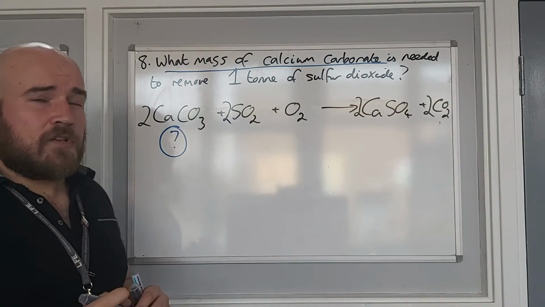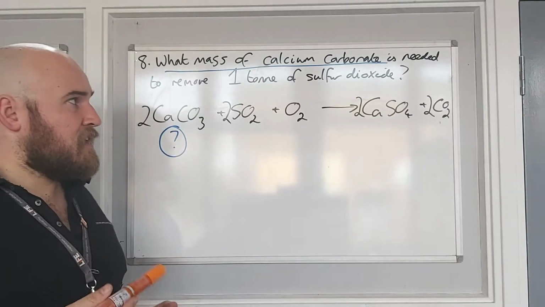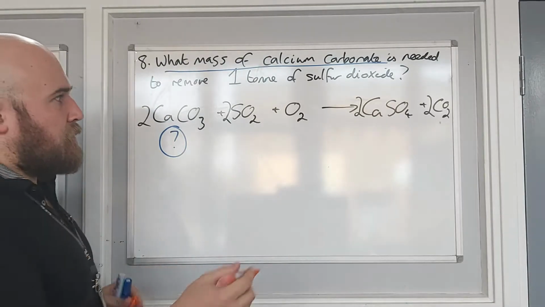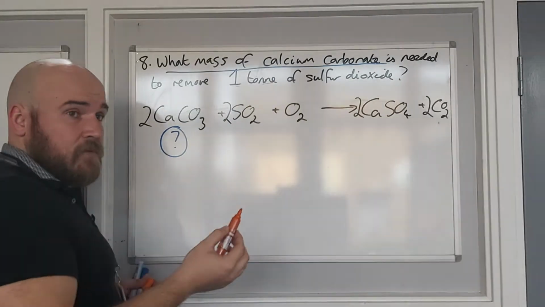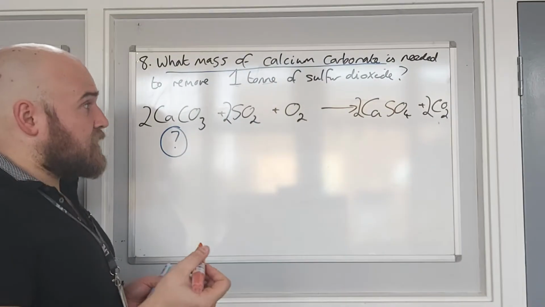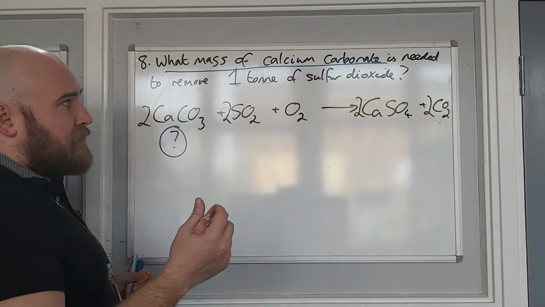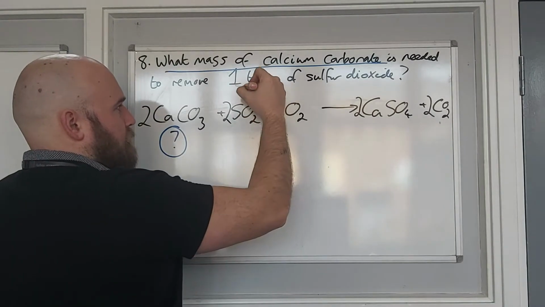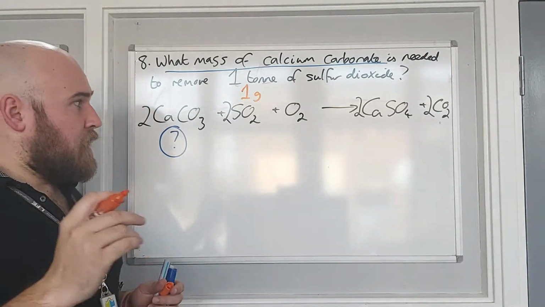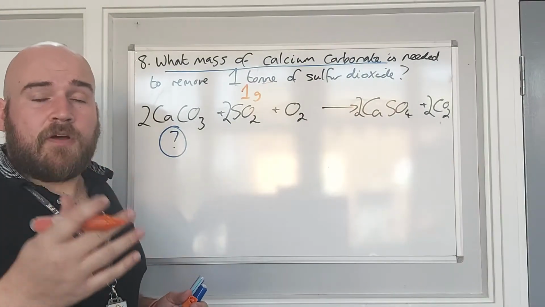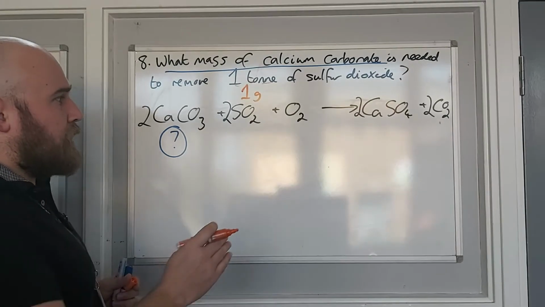And we're removing 1 tonne of sulphur dioxide. And there's a couple of things you can do here. You can convert that into grams, which would be 1,000,000 grams, or you could do the calculation for 1 gram. And if you do it for 1 gram, you can then just erase the grams and put the word tonne at the end. So there's a couple of ways of doing it. I'm going to try it that way, I think.